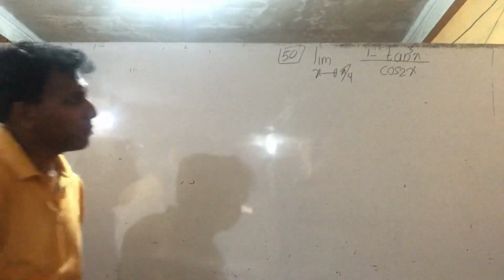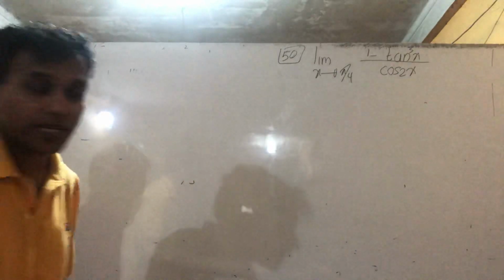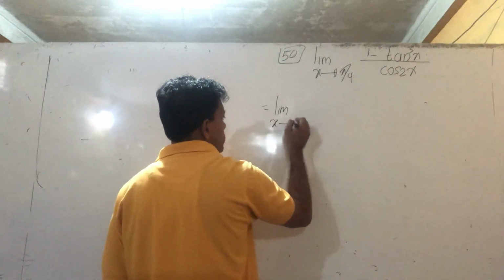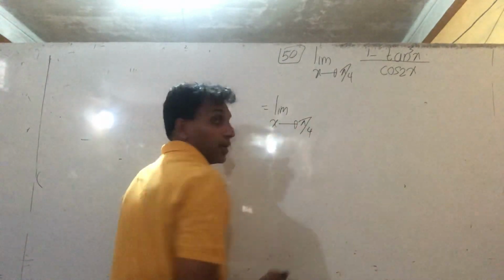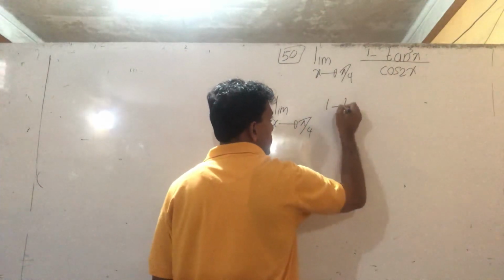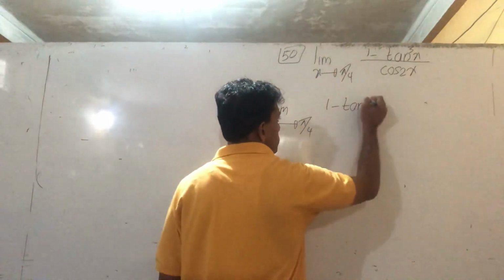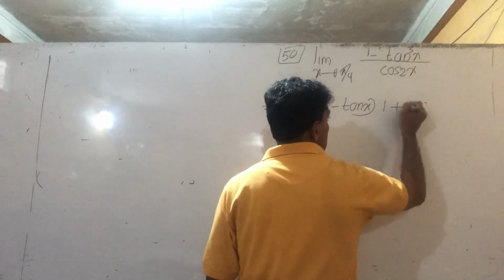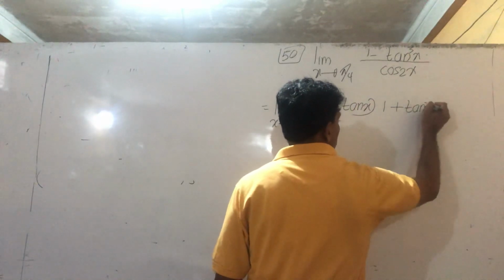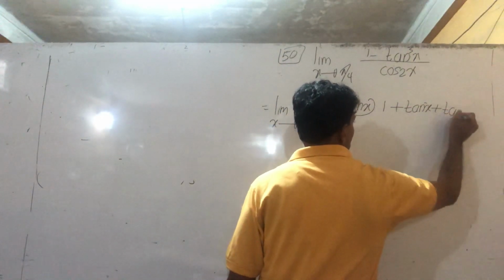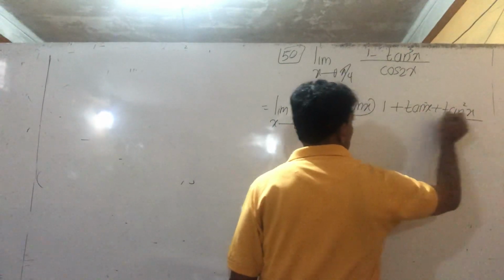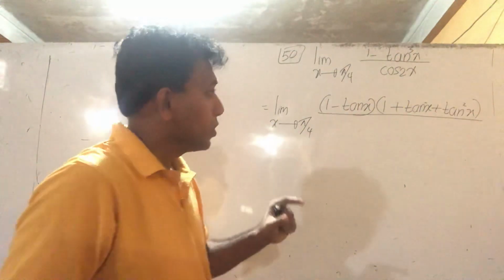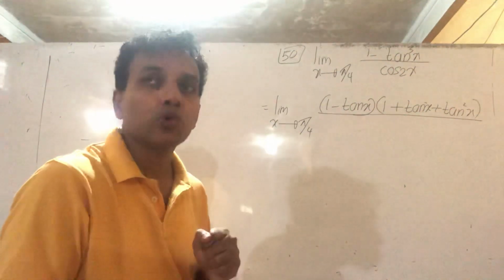Can I factorize 1 minus tan cube x? Using the a cube minus b cube pattern, if I factorize, it is 1 minus a minus b, and the other factor is a square plus ab plus b square.